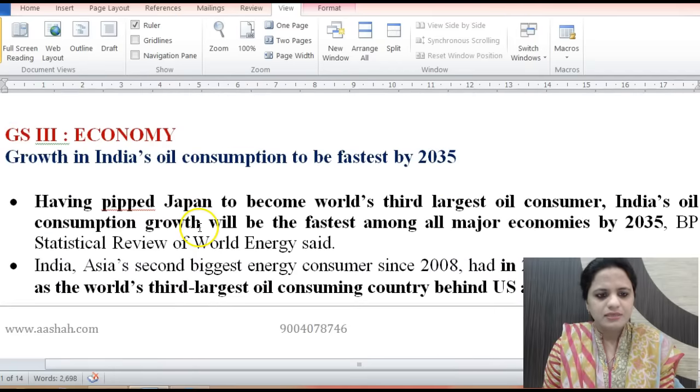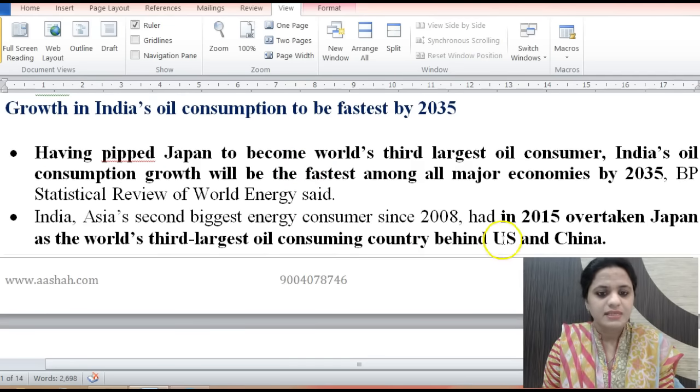The next news item is growth in India's oil consumption to be fastest by 2035. So already we have once overtaken Japan as the third largest oil consuming country. So the US and China are the top two. Japan is the third. In 2015, we had become the third for some time.